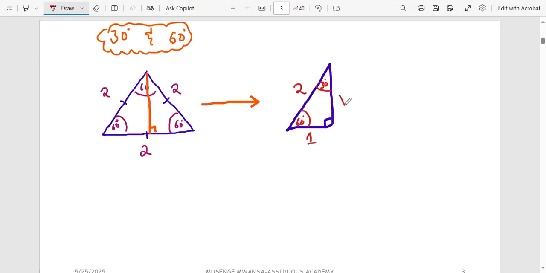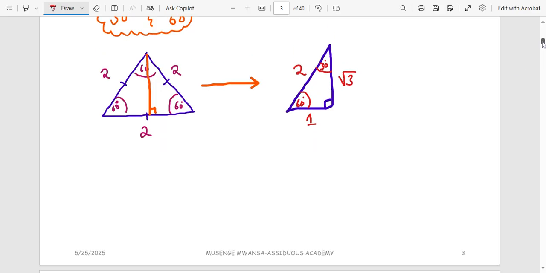So this is the triangle that we use when we are dealing with the 60 and 30 degree special angles. Let's start with 30. If we say sine of 30 degrees, remember sine is opposite over hypotenuse. To 30 degrees, the opposite is 1 and the hypotenuse is 2. Therefore sine 30 is going to be 1 over 2.